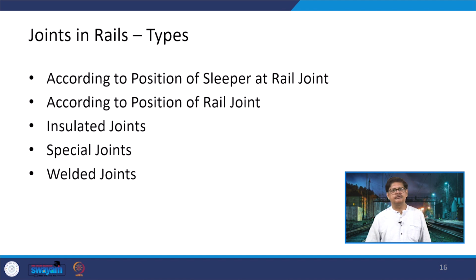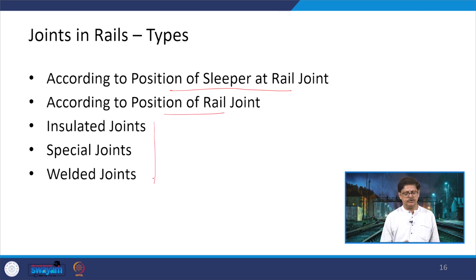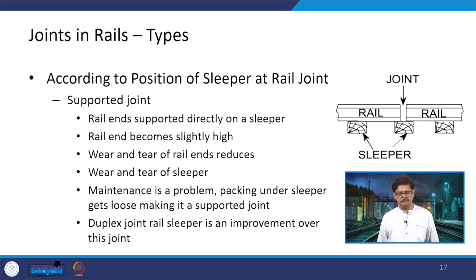Now, let us come to the various types of joints which can be there. They can be defined by the position of the sleeper at the rail joint, insulated joint, special joints, welded joints, and other things. So, let us start with the first one, according to the position of the sleeper at the rail joint. First is the supported joint.